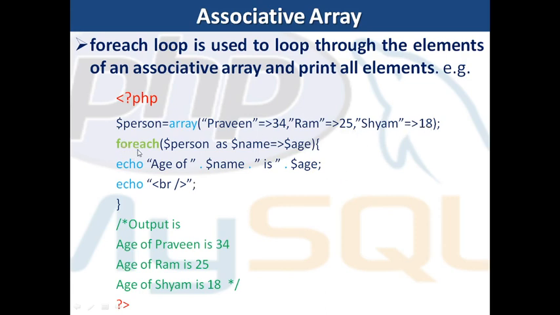Now we have used a foreach loop: $portion as $name pointing to $age. Two variables are defined, one for the key and one for the value, and at every iteration it will take from the first element its key and then its value. At the second iteration it will take the second key and second value and then print it. So let us check it on the browser.